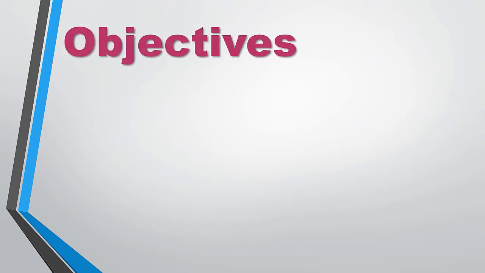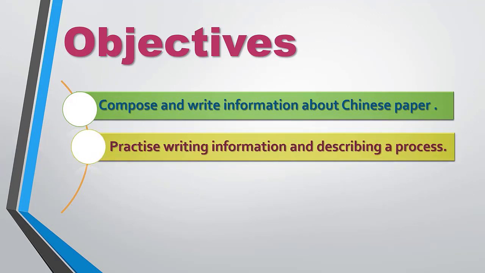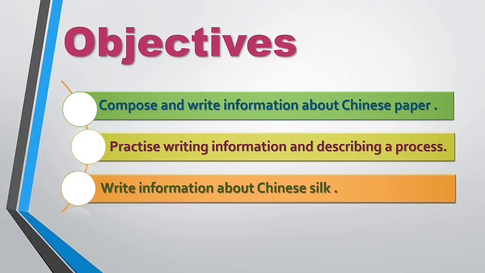Now we are going to talk about the objectives for today. By the end of this lesson, learners are guided to compose and write information about Chinese paper. Number 2, practice writing information and describing a process. Number 3, write information about Chinese silk.